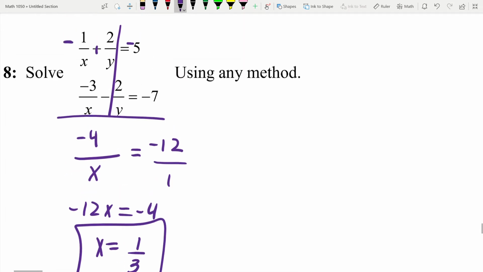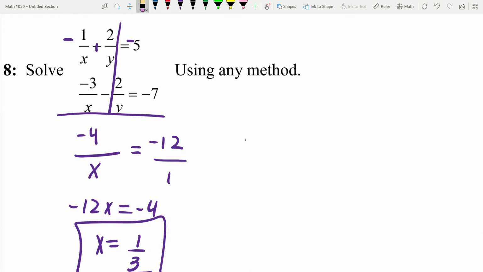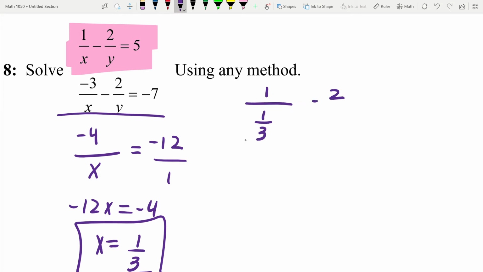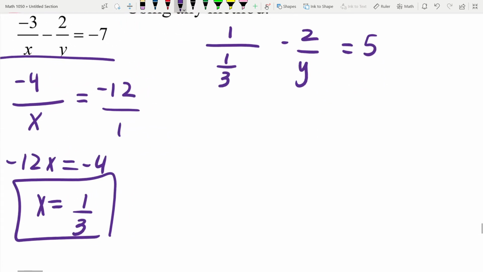Okay, now this is just a little bit ugly, but nothing that you can't handle, okay? I'm going to go back to the original equation 1. And I'm going to put in a 1/3 for x. I'm substituting it back in, okay? So I'm going to go 1 divided by 1/3 minus 2 over y is equal to 5. Do you know what 1 divided by 1/3 is just in your head? Can you do that? If you don't, it's fine.